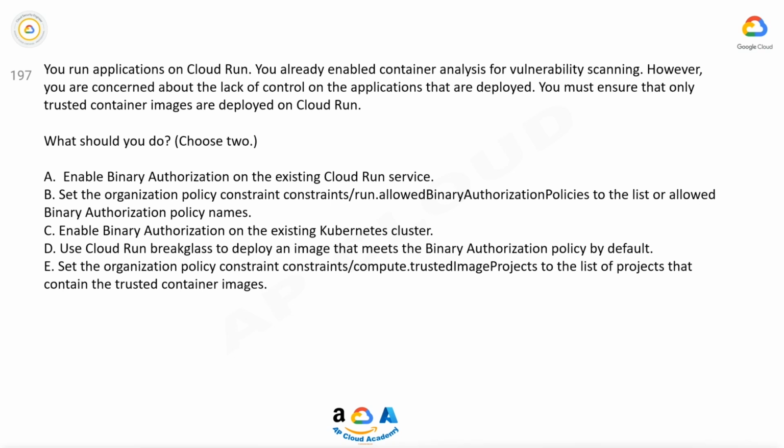A. Enable binary authorization on the existing Cloud Run service. B. Set the organization policy constraints/run.allowedBinaryAuthorizationPolicies to the list of allowed binary authorization policy names. C. Enable binary authorization on the existing Kubernetes cluster. D. Use Cloud Run breakglass to deploy an image that meets the binary authorization policy by default. E. Set the organization policy constraints/compute.trustedImageProjects to the list of projects that contain the trusted container images.